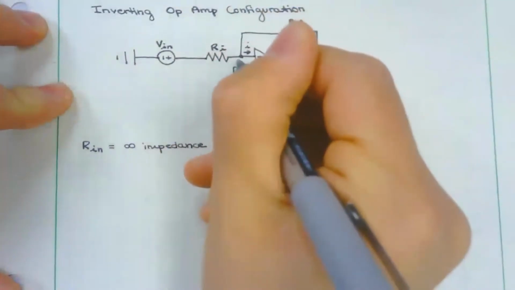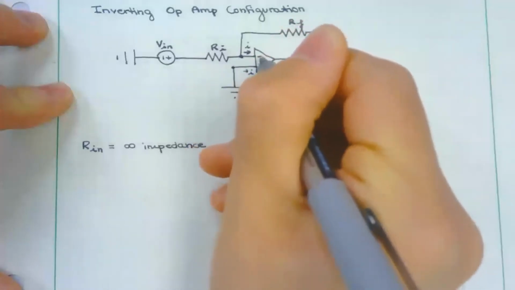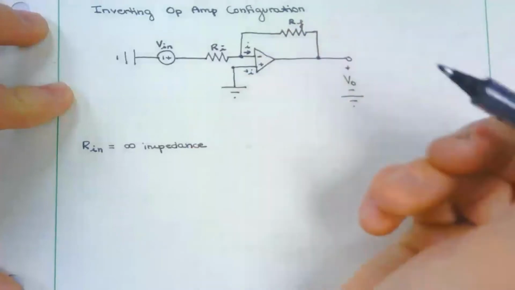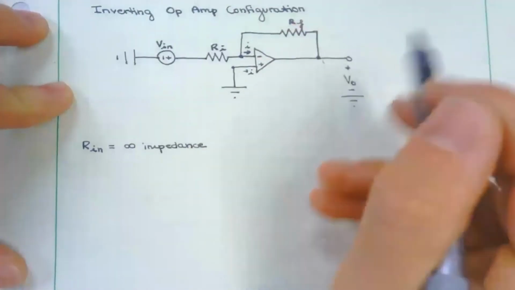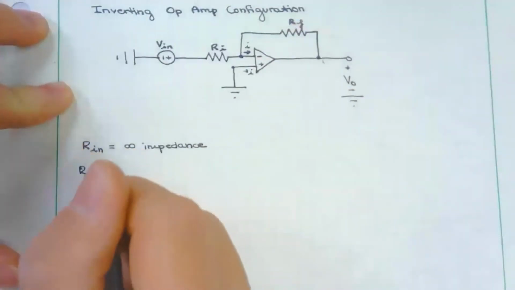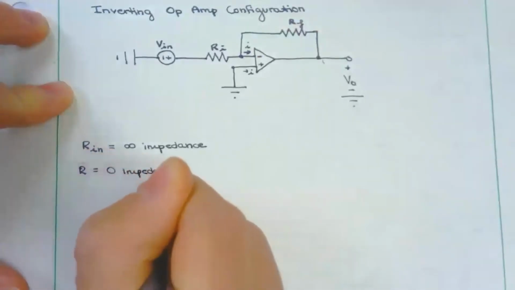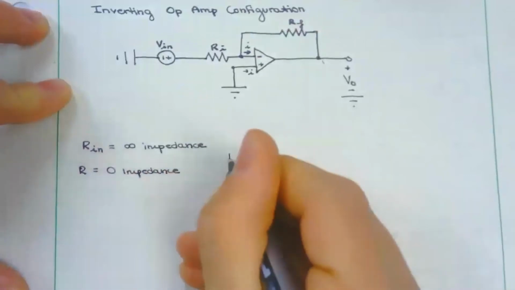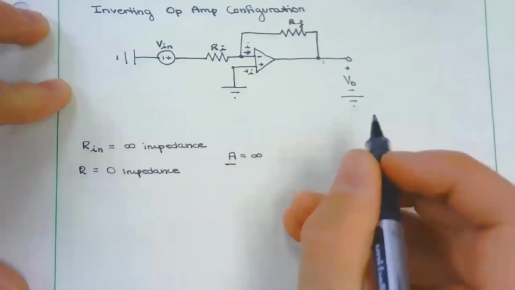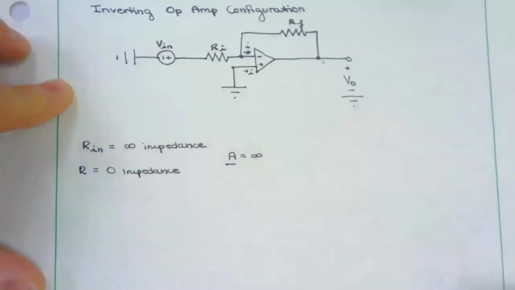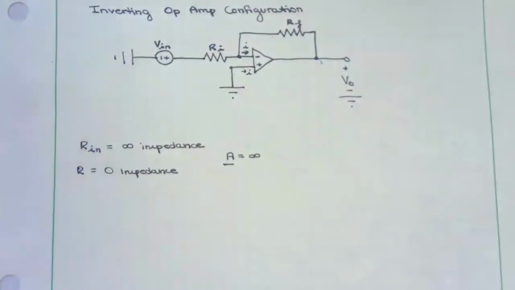And it's going to create a virtual short between these two nodes, between the inverting and non-inverting input, of 0 volts, a virtual short. And our output resistance, we want it to have 0 impedance, with an open loop gain A of infinite, close to infinity. Of course, we cannot get infinite in real-world applications, but this is ideal.